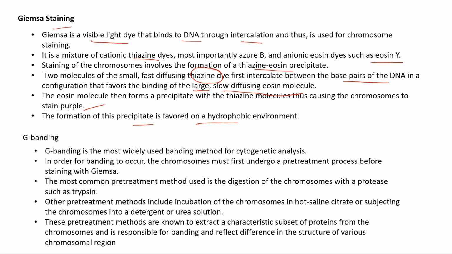Now from this Giemsa stain we get G banding. G banding is the most used banding method for cytogenetic analysis. For this, first of all, we need to pre-treat the chromosome. Pre-treat means basically we need to degrade or digest the chromosome. So for that we use protease, or sometimes we can use hot saline citrate or any detergent or urea. After the pre-treatment, this stain is used to stain the chromosomal region of the DNA.